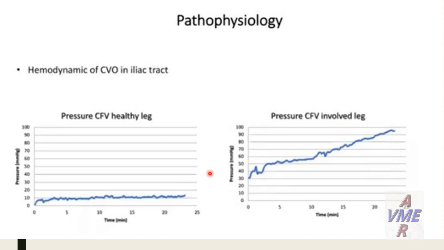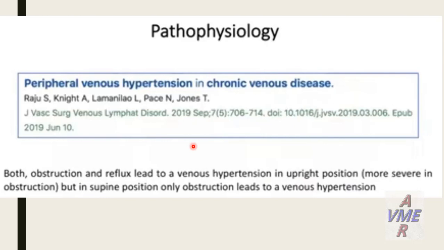This is the hemodynamics in case of complete venous obstruction in the iliac vein. We will find the pressure in the common femoral vein markedly increased if there is occlusion in the iliac vein, compared to non-occlusion of it. Peripheral venous hypertension and chronic venous disease: both obstruction and reflux lead to venous hypertension in the upright position, more severe in obstruction. But in the supine position, only obstruction leads to venous hypertension.